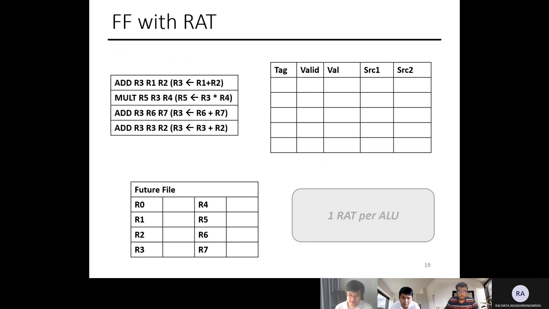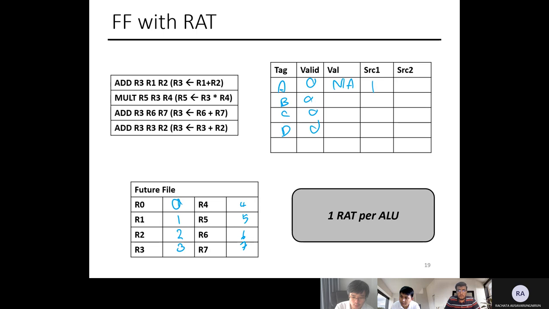So here's how it works. You have the register aliasing table here. Your register file is the aggressive one, the speculative one. You still maintain these values. Have A, B, C, and D for instruction, right? Initially, this is not valid again. Not available. Source 1 is 1, source 2 is 2. And this is your register aliasing table.